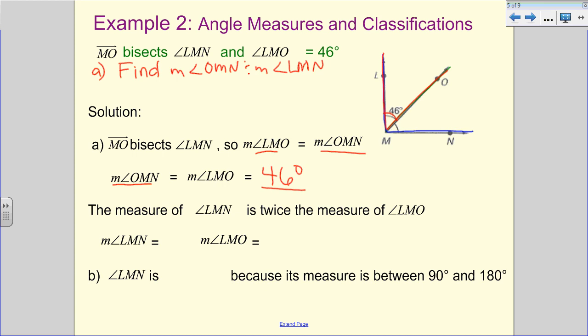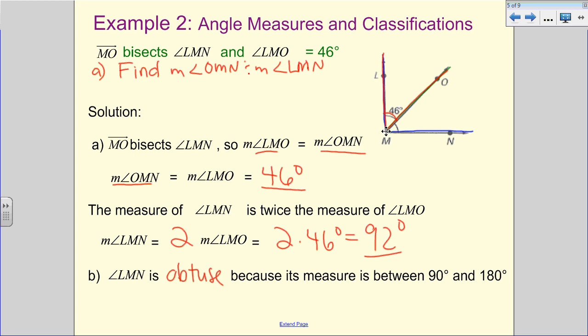Since LMN is twice the measure of LMO, I know it's twice that measure. We know LMN is 2 times the measurement of LMO. So 2 times 46 degrees is going to give me 92 degrees. LMN is going to be an obtuse angle, because its measure is between 90 and 180. As soon as we get larger than 90, we know that it's obtuse.